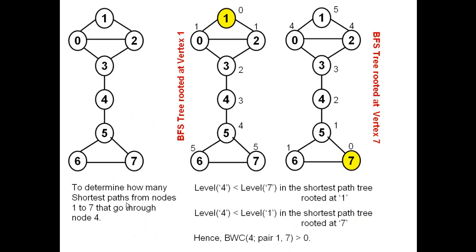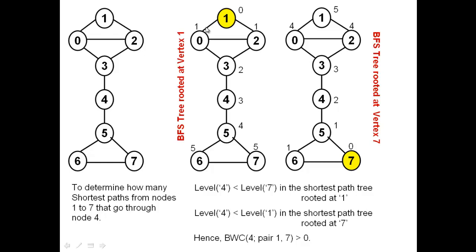So let us do one more example. So what we want to find is the betweenness fraction of a vertex 4 with respect to the node pair 1, 7. So we will run the breadth first search starting from 1, and again another breadth first search starting from 7. So what we will determine is the level numbers.